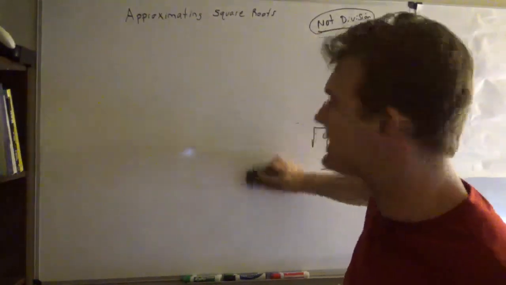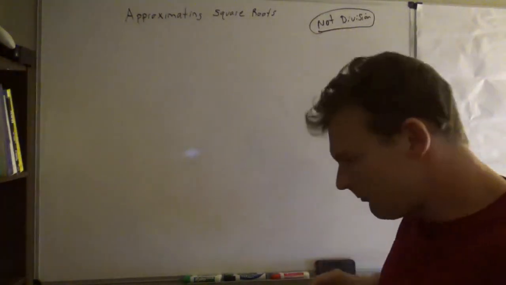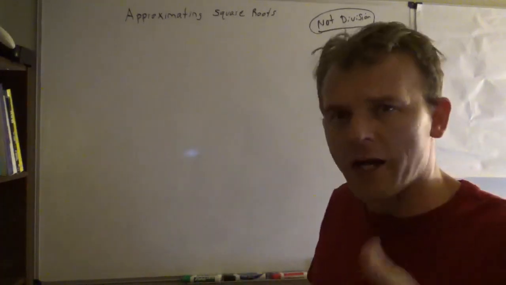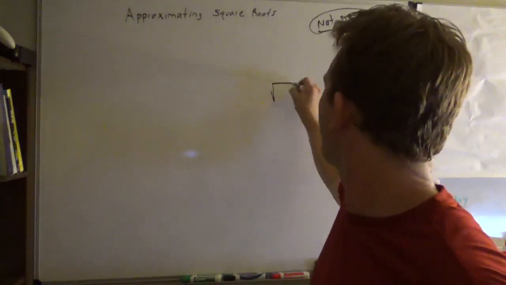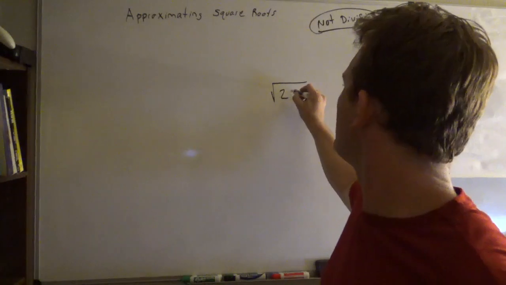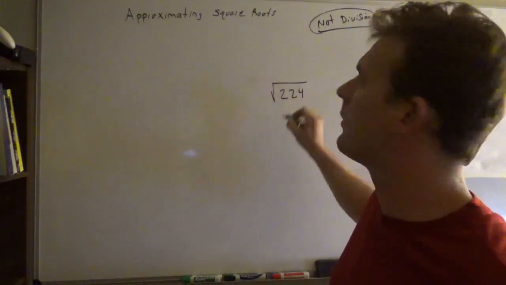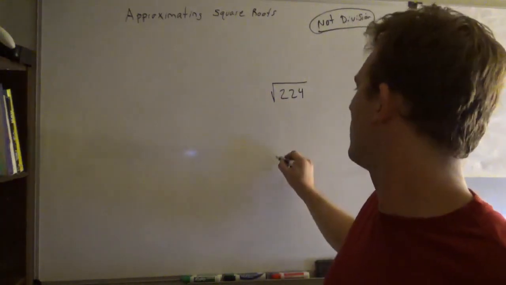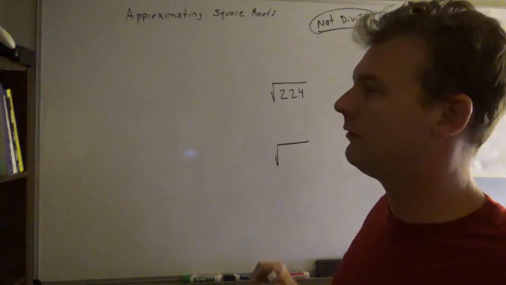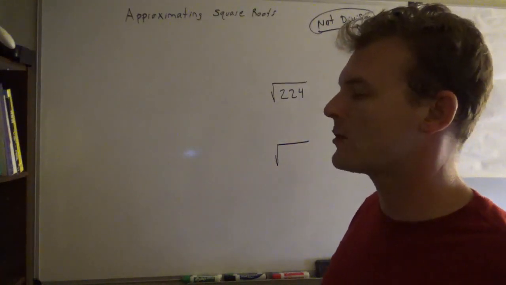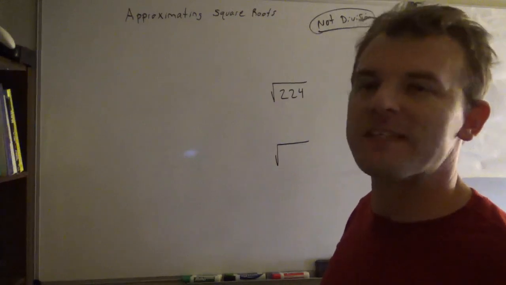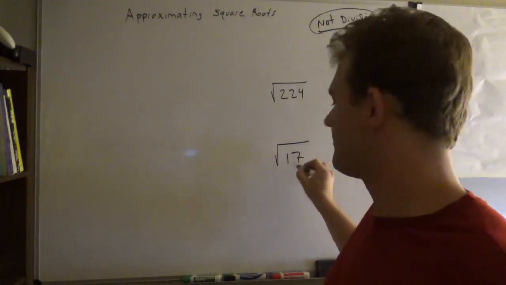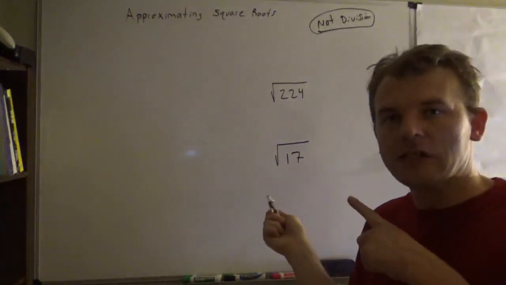Hopefully this is making sense. Let's do a little higher number. Well, what about the square root of 224? Well, what about the square root of, let's try 17. So now you're kind of getting here.